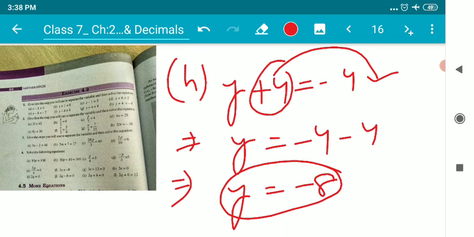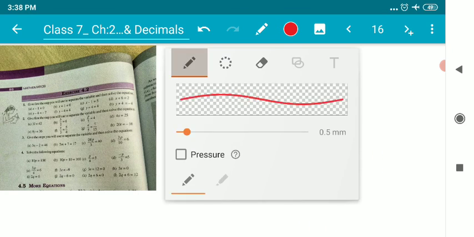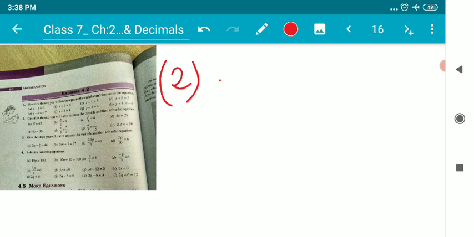So children, let us start question number 2, which is a very interesting question. Let us solve one sum from number 2. The first step we will use to separate the variable and then solve the equation. Children, again the same thing. 3L is equal to 42.